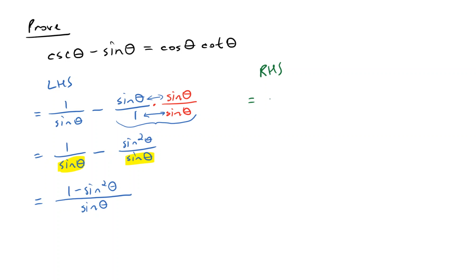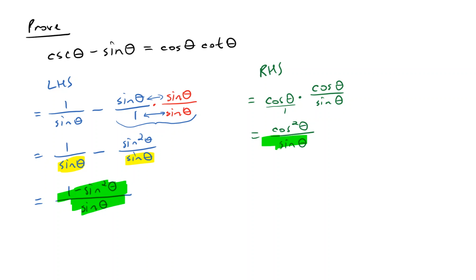So the right-hand side, I've got cosine of theta times cotangent of theta, which is cosine theta over sine theta. To multiply those, I'll put cosine theta over 1. So that gives me cosine squared theta on top over sine of theta. And so now I'm just kind of looking back and forth between what I have here and what I have here, and I notice that my denominators are the same. So that's a hint that my numerators should be the same as well.